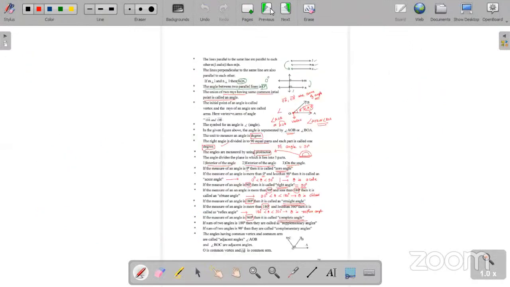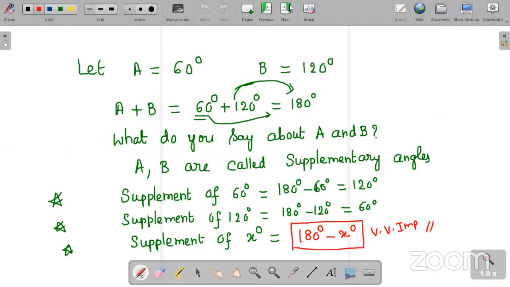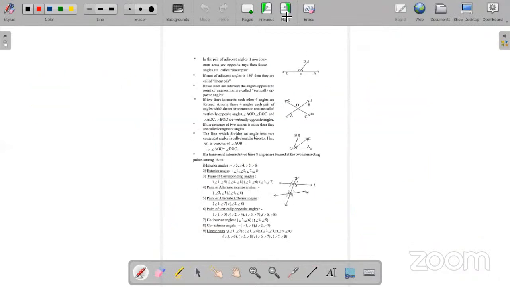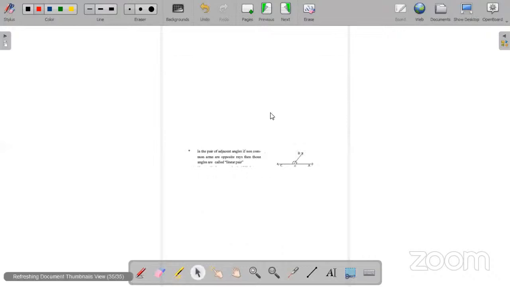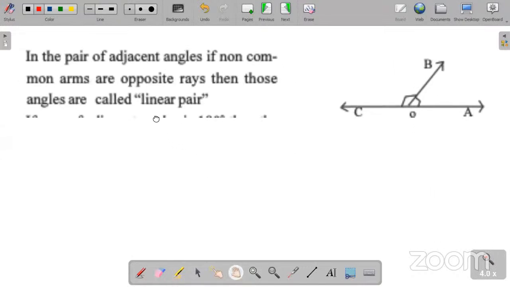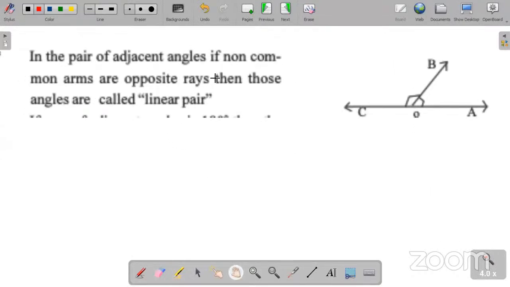Okay, let us move to yet another concept now. We are going to discuss one more very, very important concept. This concept is actually very, very important. That is called the linear pair.